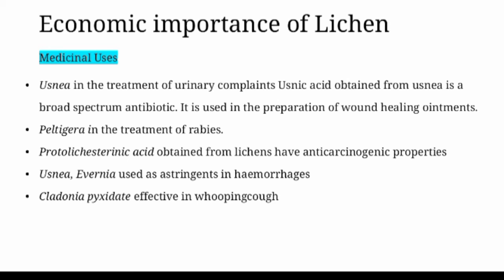Economic importance of lichen. Medicinal uses: Usnea, in the treatment of urinary complaints. Usnic acid obtained from Usnea is a broad-spectrum antibiotic. It is used in the preparation of wound healing ointments, and Peltigera in the treatment of rabies. Protolichesterinic acid obtained from lichens has anti-carcinogenic properties. Usnea and Evernia are used as astringents in hemorrhages. Cladonia pyxidata is effective in whooping cough.